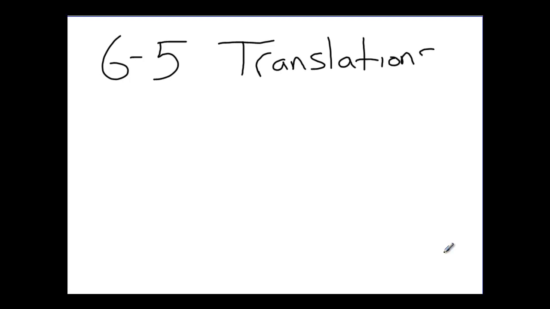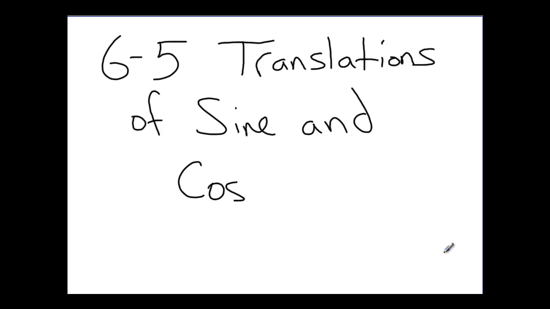Today we're going to be discussing section 6-5, which is on translations of the sine and cosine functions. This is the second set of transformations that we will be looking at, and then we will be moving on to other kinds of trig functions and see how these same transformations affect them.